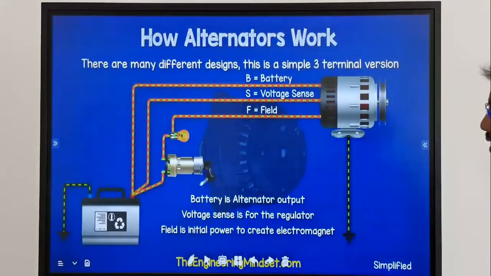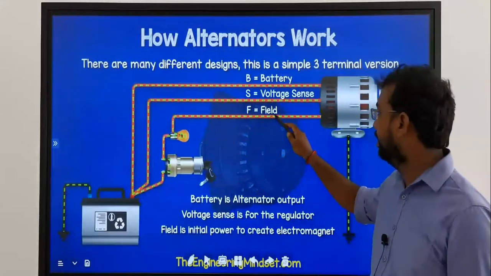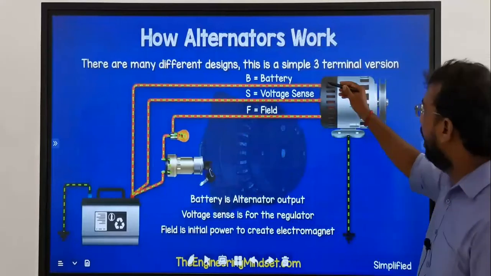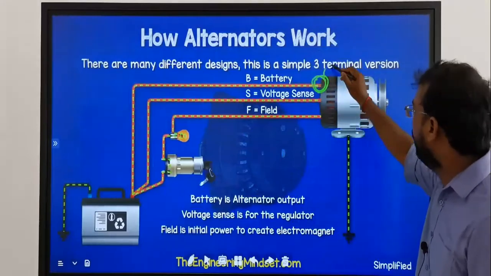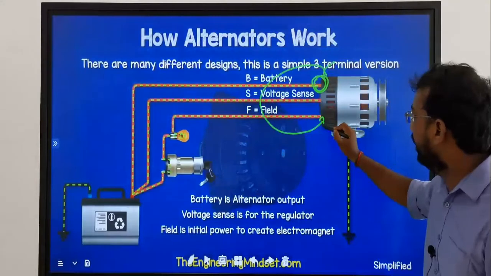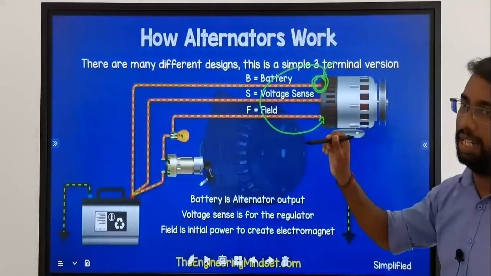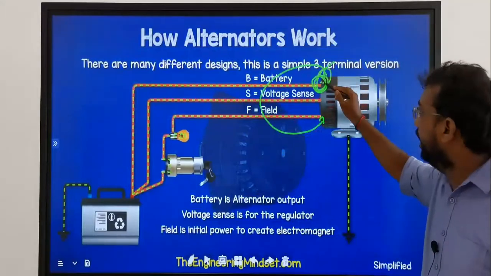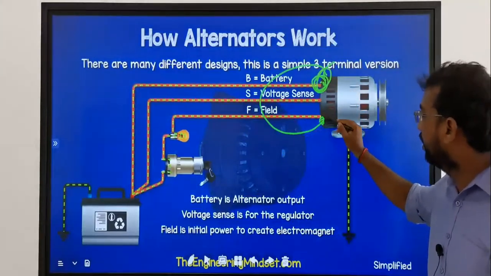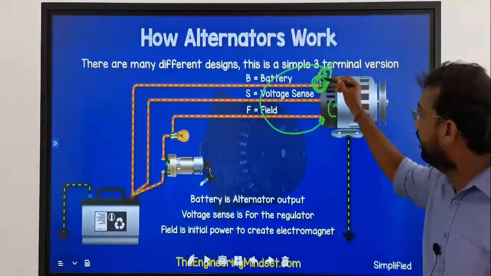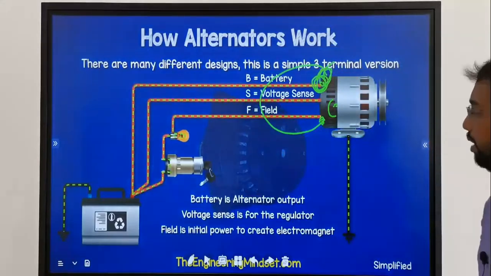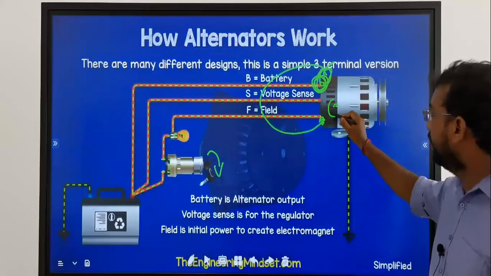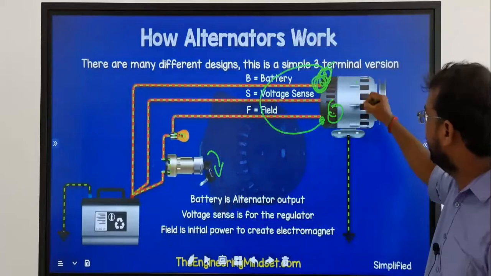This field does not give current continuously. After the charge current is produced, some current is given here continuously. So this is only for starting. When you start the vehicle, at that time the alternator does not have any charging current. First we have to give a current to the rotor, then it produces the induced current in the stator. So when we start the ignition switch, a small amount of starting current goes to the rotor, then the alternator starts to work.